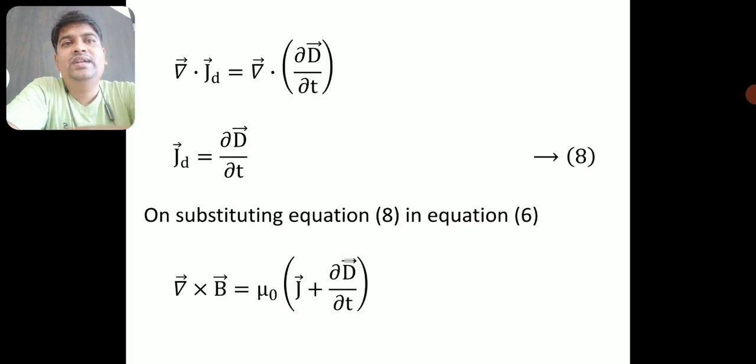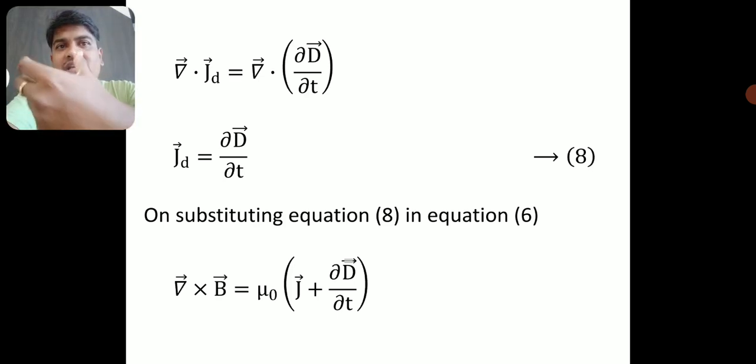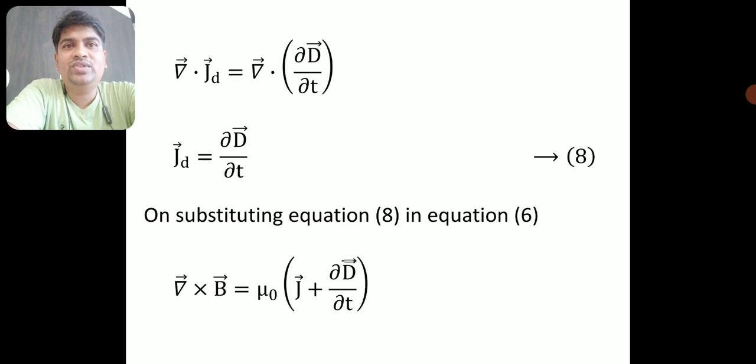Now after that, divergence of JD is equal to divergence of ∂D/∂t. I am writing divergence outside. So both sides I have divergence, and I can equate the quantities very easily. So JD is equal to ∂D/∂t, which I am calling equation number 8.